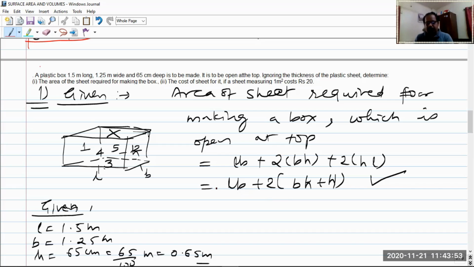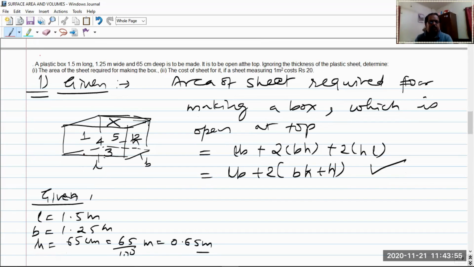Here you are given, you can note, that the length of the box is 1.5 meter, the breadth is 1.25 meter and the height is 65 centimeter, which can be converted to meter. The same unit should be there, so we are converting 65 centimeter to meter. We need to divide it by 100 to convert it into meters. So we have the height equal to 0.65 meter.